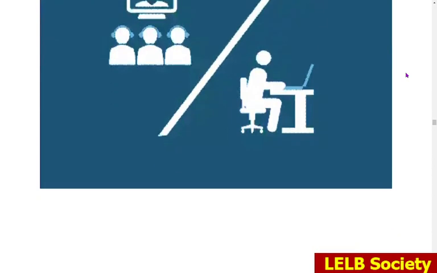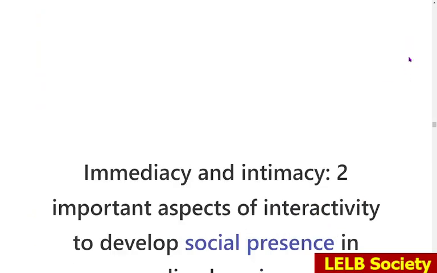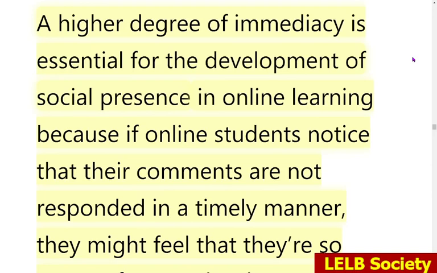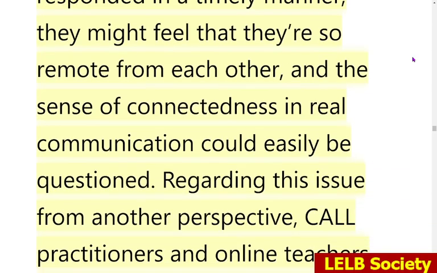And what is the caption of this image? Immediacy and intimacy, two important aspects of interactivity to develop social presence in online learning. Okay, a higher degree of immediacy is essential for the development of social presence in online learning, because if online students notice that their comments are not responded to in a timely manner, they might feel that they are so remote from each other. And the sense of connectedness in real communication could easily be questioned.